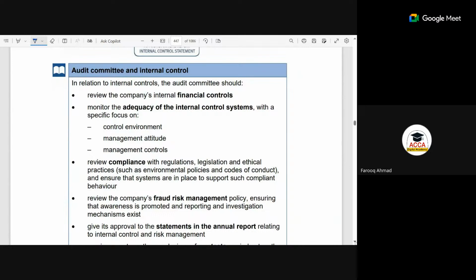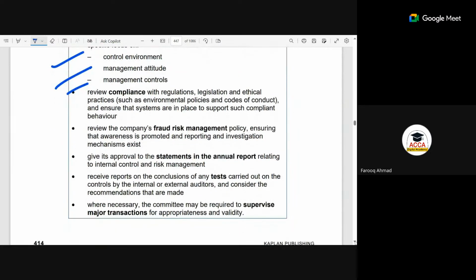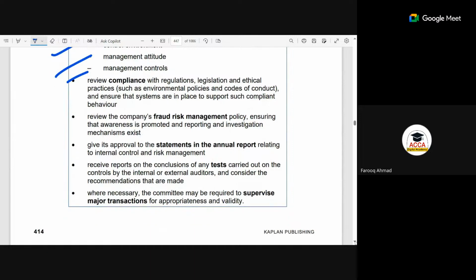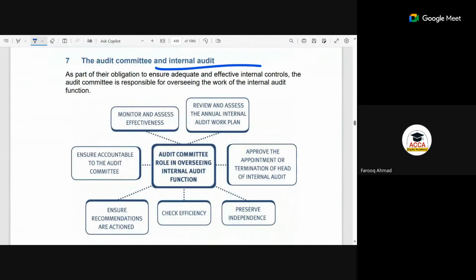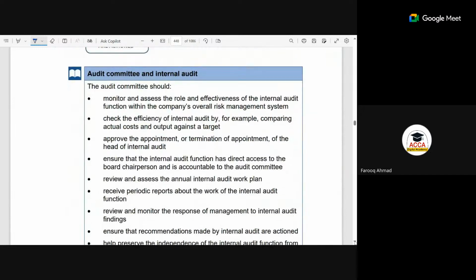Audit committee and internal control: control environment, management attitude, management controls. Audit committee and internal audit. How the internal audit is working, the same: check efficiency, ensure recommendations are acted on.